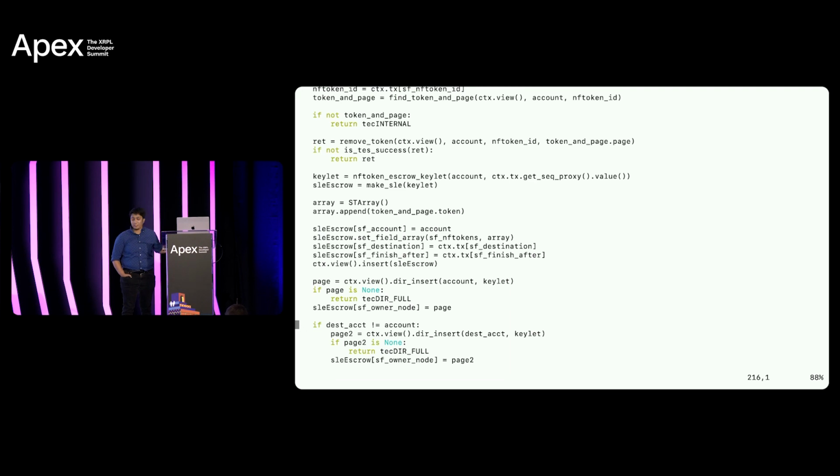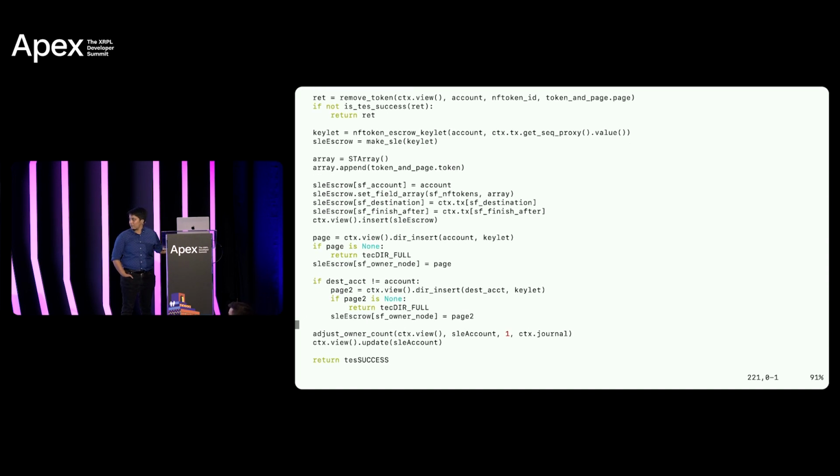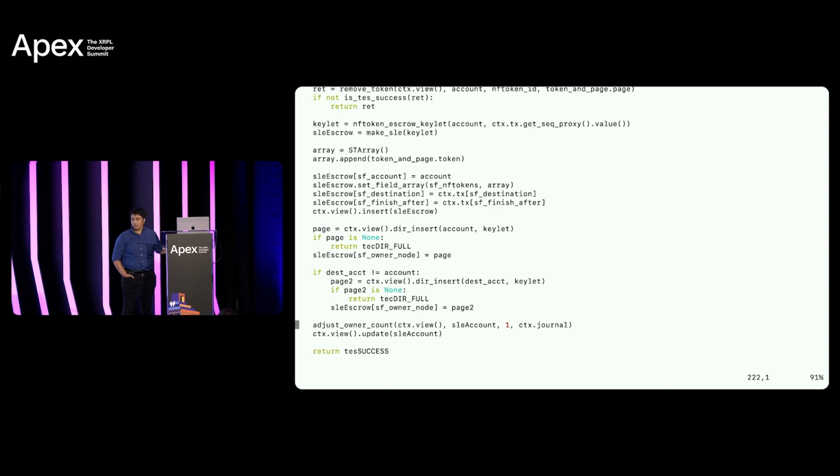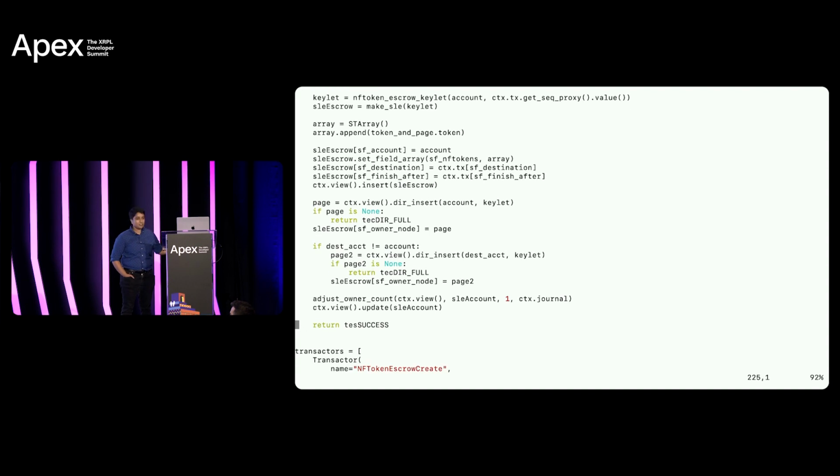And if your destination account isn't the account that's sending the transaction, then you want to add it to their directory as well. Both of these accounts own this object. And then we can adjust the owner count of your account, which basically just makes sure that your account knows how many objects it owns for easier processing. And then we update our account ledger object, and then we can return success after that.